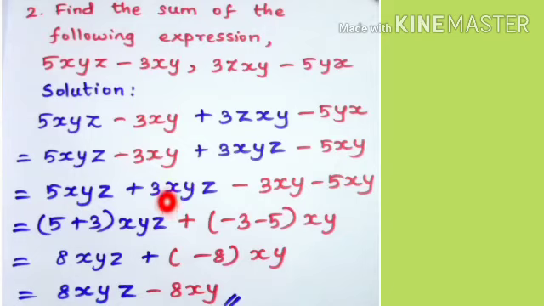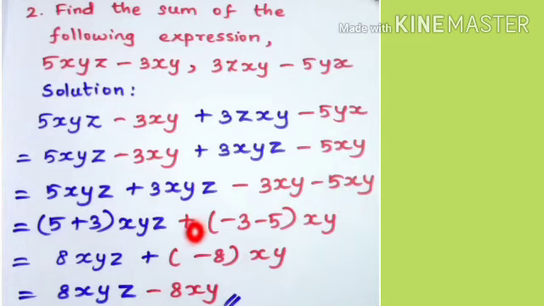Now, in the next step, we have to arrange the like terms separately in an algebraic expression. Here, 5xyz and 3xyz are the like terms in xyz, and minus 3xy and minus 5xy are the like terms in xy. So here we can write it like this: 5xyz plus 3xyz minus 3xy minus 5xy.